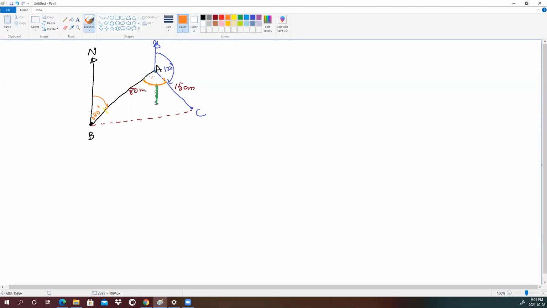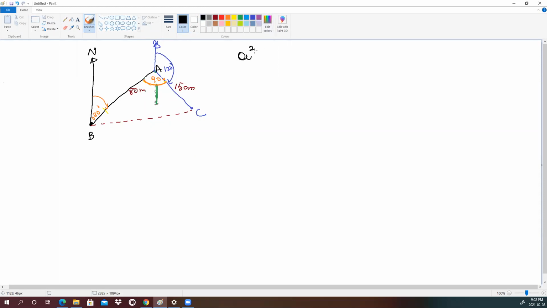So far with that part, this angle here is 90 degrees. So we're trying to find BC right here. We have this angle, and we have 150, we have 80. We can't use the sine rule, can we? No, but we can use the cosine rule. So let's try the cosine rule.